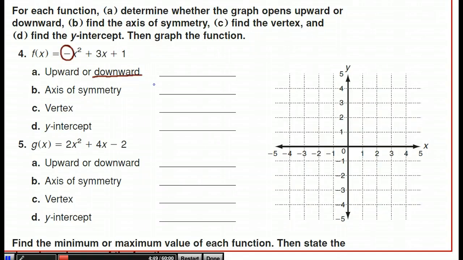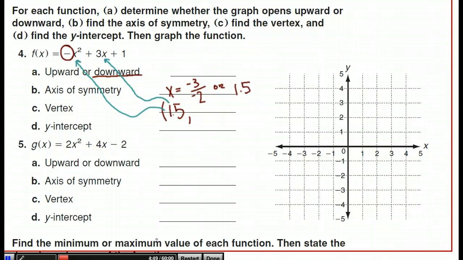The axis of symmetry is going to be the opposite of b over 2a. So let's do right off the bat x equals opposite of b, which is negative 3, over 2a. a is negative 1, so that's going to be negative 2 or 1.5. Now the vertex. The axis of symmetry is always the x value of your vertex. So my vertex is going to be 1.5 for an x value, and now I have to substitute it into the equation. I need to substitute 1.5 in for x to find my y. That will be the x, y value of your vertex.